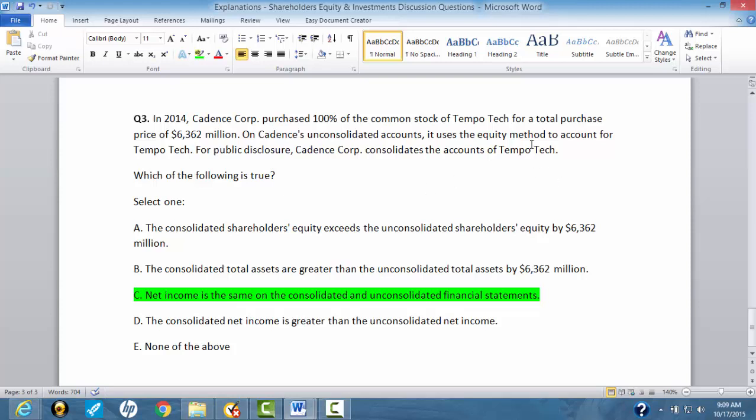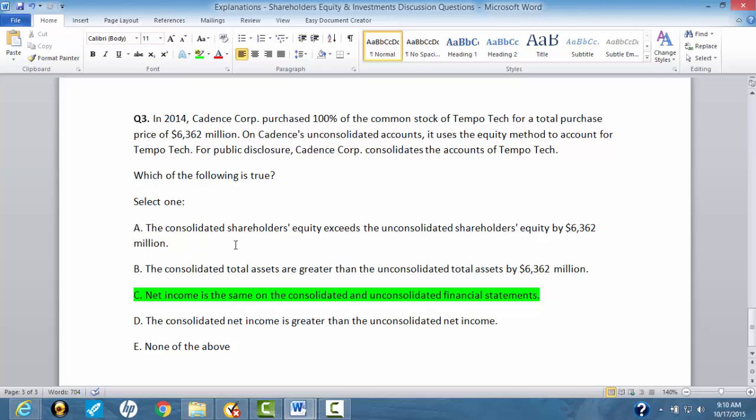When Cadence decides to consolidate, let's remember that the assets and liabilities of Cadence will be combined with the assets and liabilities of Tempotech. However, the equity of Tempotech will not be combined with the equity of Cadence in the consolidated financial statements. The shareholders of Cadence are the only ones who have that claim to the assets and liabilities. Now, let's go through the answer options, and we'll be applying our understanding of consolidated financial statements.